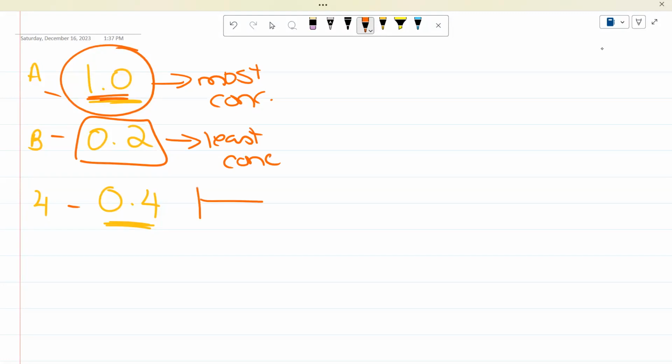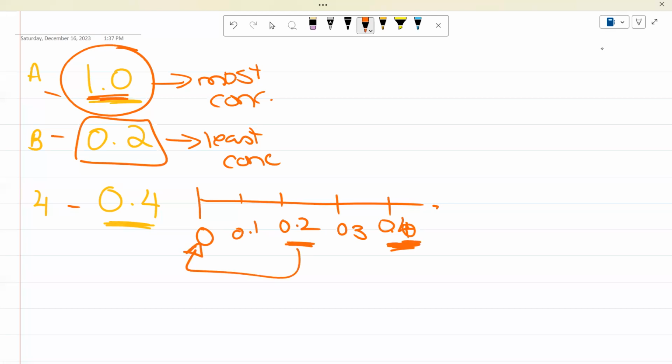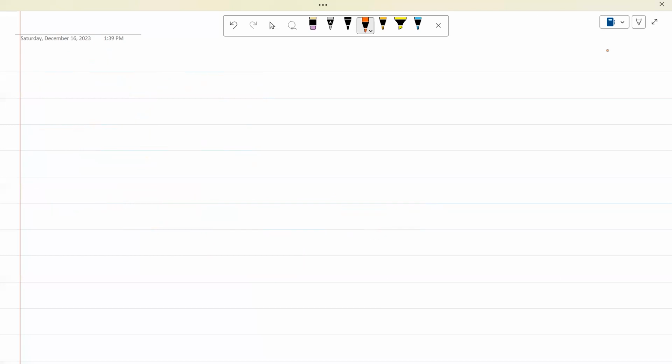Okay, look, if we have a line graph, you have 0, 0.1, 0.2, 0.3, 0.4. So the 0.4 here is more concentrated than 0.2. 0.2 is closer to the 0. Okay, I don't know how to teach math. This is math. And 1 has a higher value than 0.2 and 0.4. I can't believe that I'm explaining that. Okay, any questions? And when a potato is soft, sometimes they call it floppy.